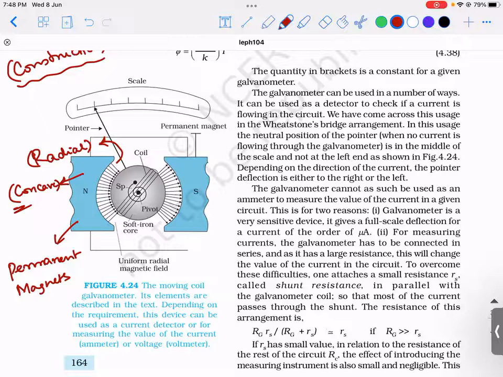So that is the reason why we use a concave shape magnet and generate a radial magnetic field. This is an often asked question: why is a radial magnetic field important in a galvanometer? What will you say? To produce maximum torque. Okay.